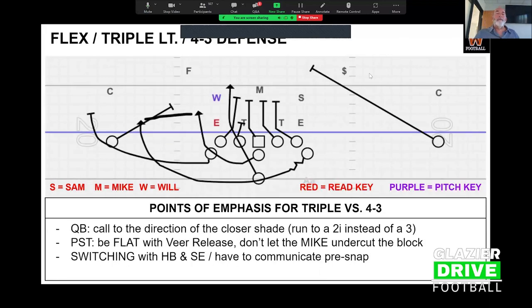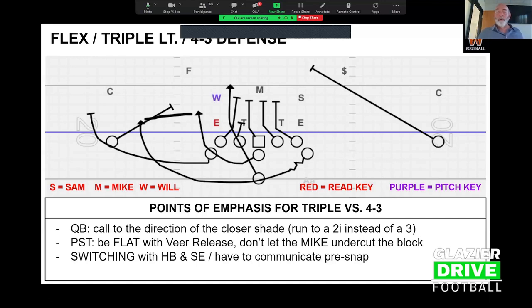Here's a diagram of triple with some points of emphasis at the bottom. Red is number one. He's our read key. This against a 4-3. Purple is our pitch key. And then these guys are identified as Sam, Mike, and Will. We initially want to call the play or the direction to the tighter shade. So if we know the fullback's going to insert into B gap, we want to find the open B gap.